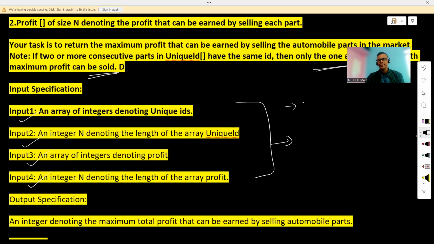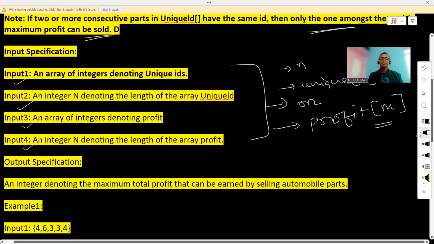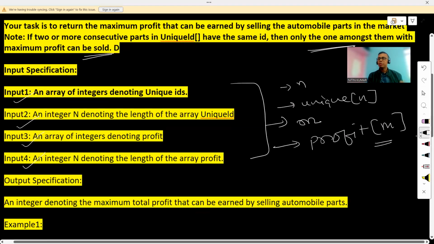So there will be four inputs that we have to take in our code. First is the size of the array, let's say n. Then the unique ID array, unique of size n. Then an integer m denoting the size of the profit array. We know n equals m, but for the sake of the problem we have to take another variable. Then the profit array of size m. So the inputs are n, unique of n, m, and profit of m.